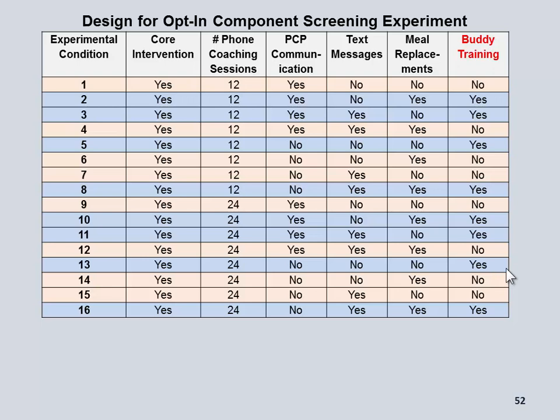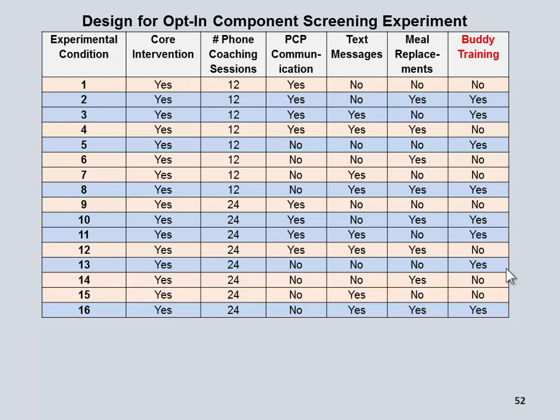The closest, I think, is this one, where there was a PCP communication, but they're low on all the others. And that's an interesting feature of fractional factorial designs, that you don't necessarily need a condition where people get nothing. The reason is that in any factorial experiment, you never pull out one condition and compare it directly to another. So there isn't a single control condition, and you don't really need that.